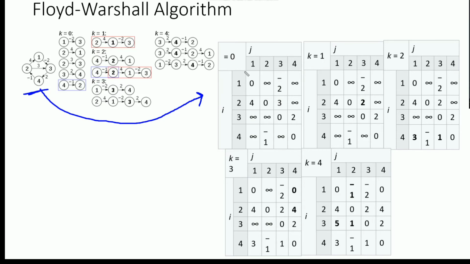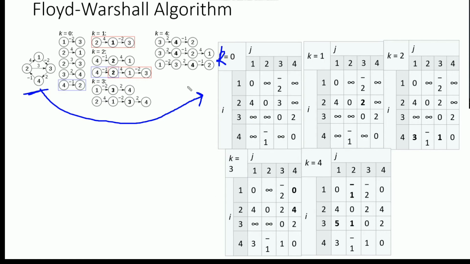In the first step we need to construct the matrix having intermediate vertex as 0, like there will not be any intermediate vertex at first. So if we see in the graph, the distance of a vertex to itself will be what?